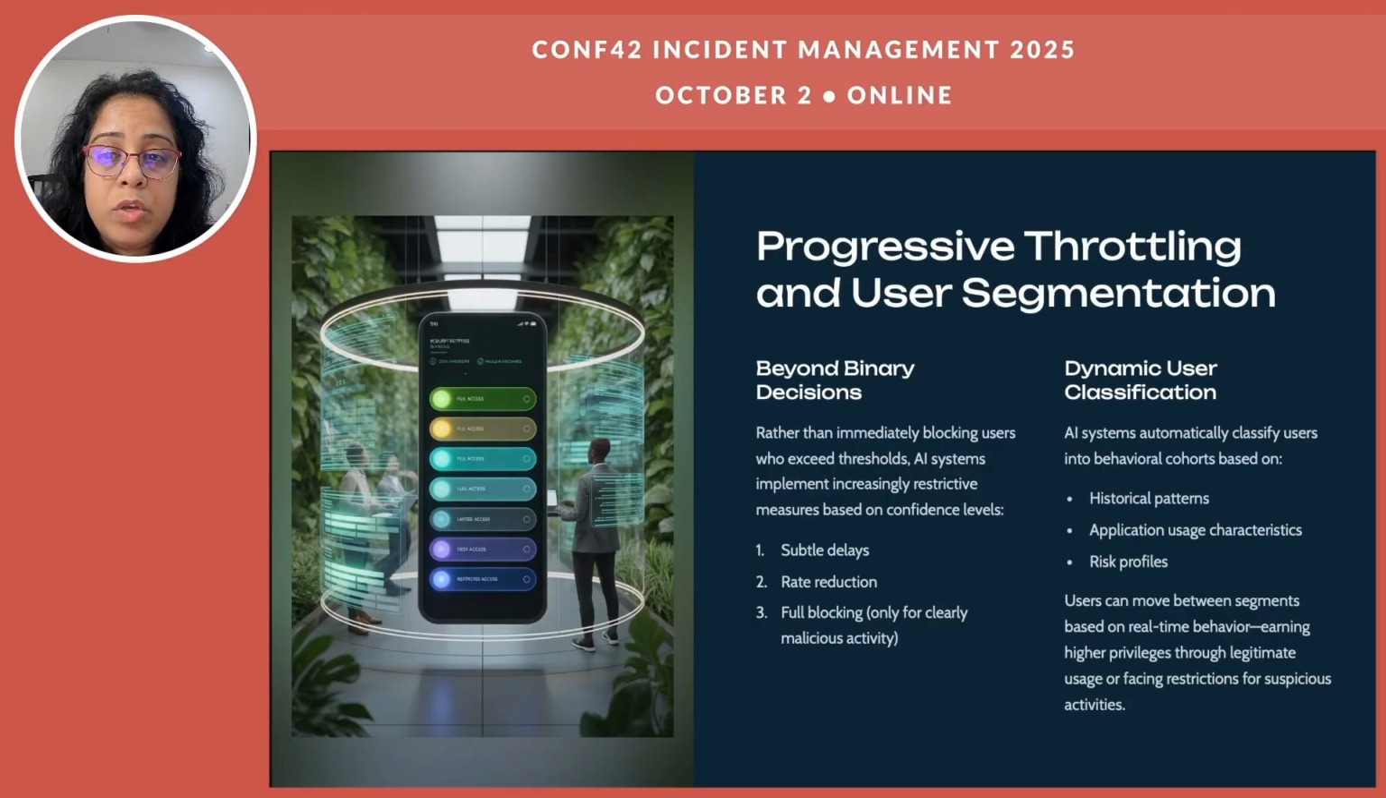The AI also uses dynamic user classification, anonymously grouping users into behavioral cohorts based on historical patterns, application usage characteristics, and risk profiles. Users can move between these segments based on real behavior, earning higher privileges through legitimate use or facing restrictions for certain suspicious activities.